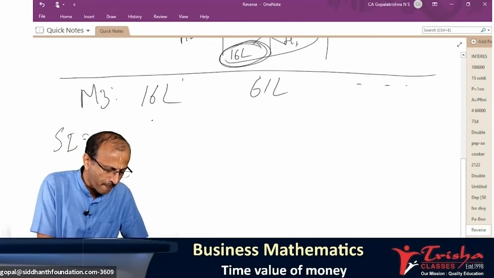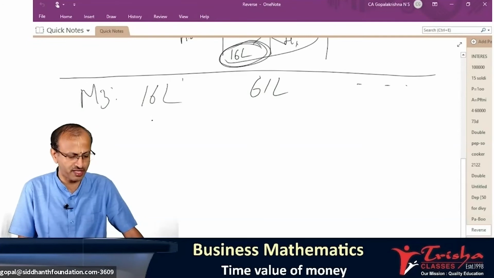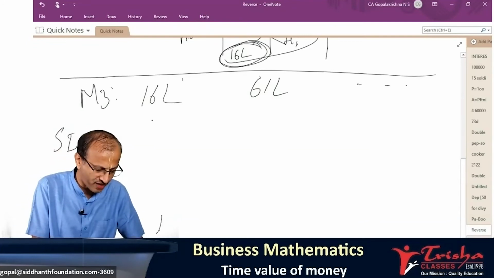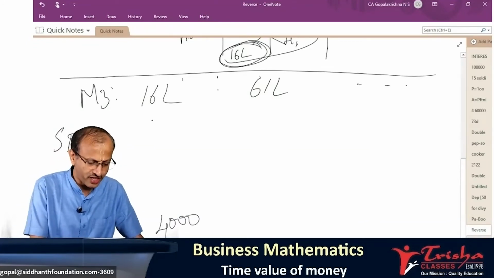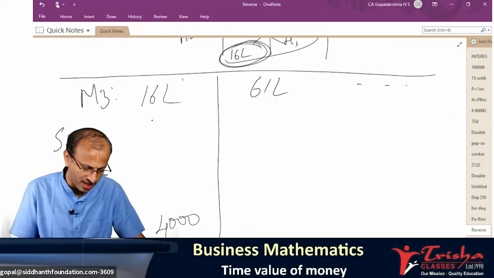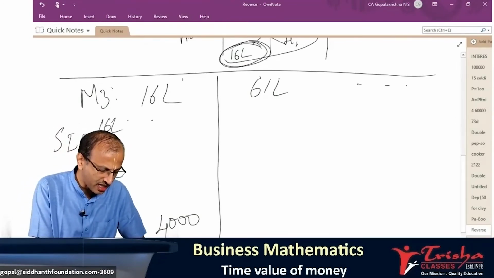This is simple. The question is straightforward. If I take that last answer, if I get 4,000, then I'm right. I have to get a difference of 4,000. Take a calculator: 16 lakh, 5%, 2 years.